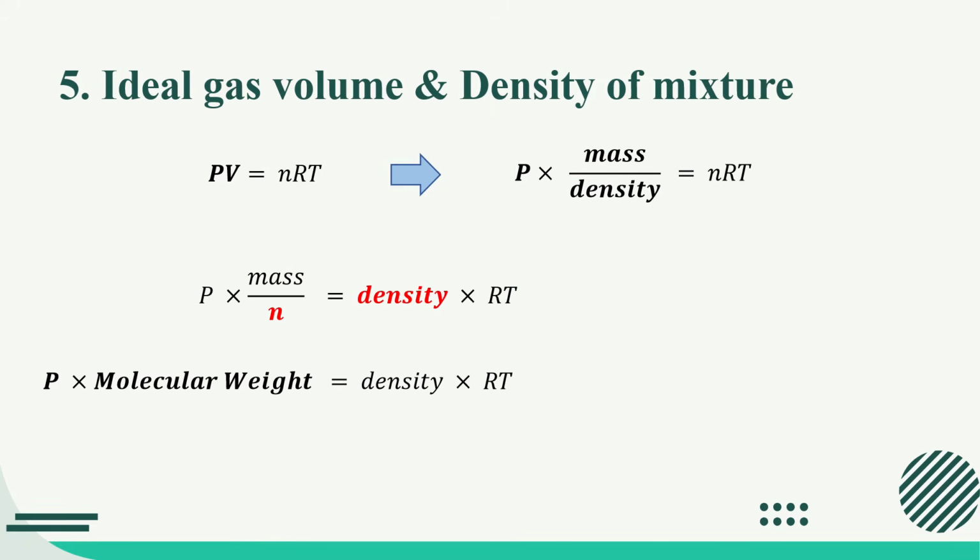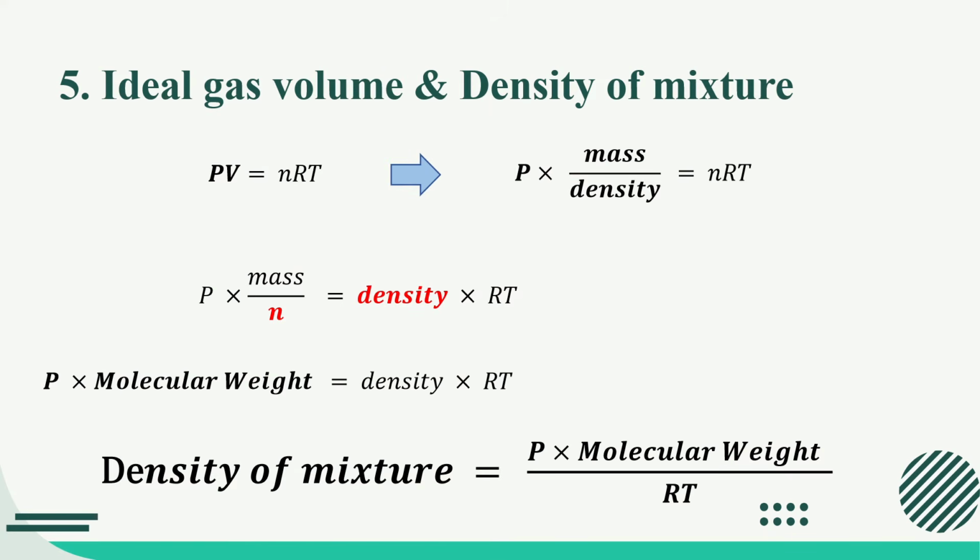When I rearrange this for density and n, I can get mass by n as molecular weight. On rearranging, I can find the density of the mixture. This molecular weight is the average molecular weight. As we already discussed, when we have a mixture, we have to use average molecular weight.